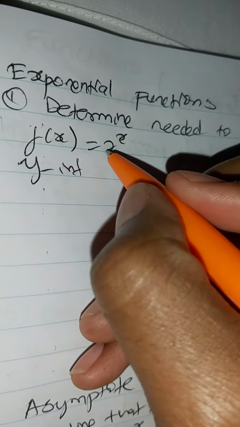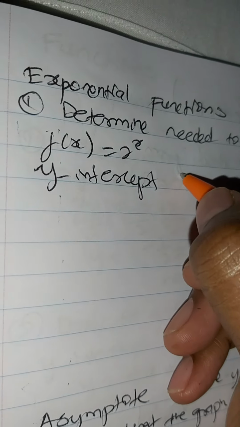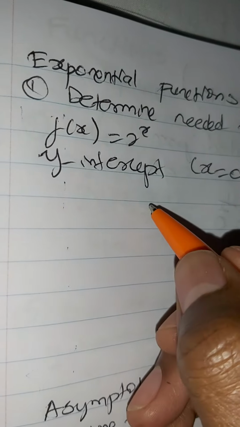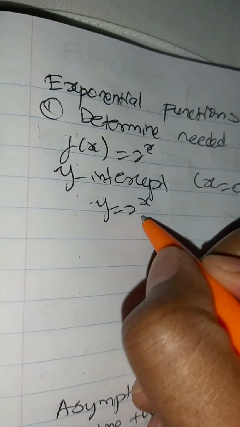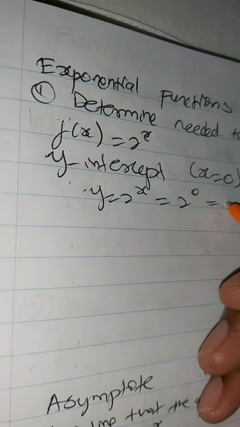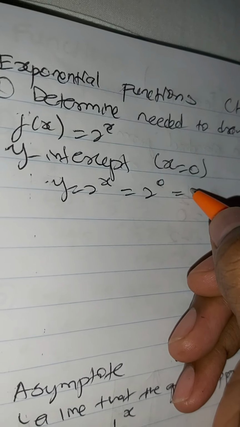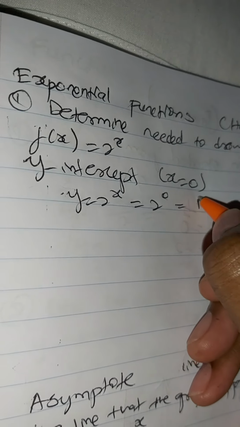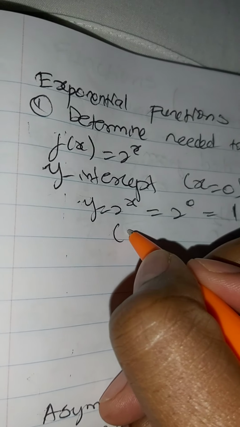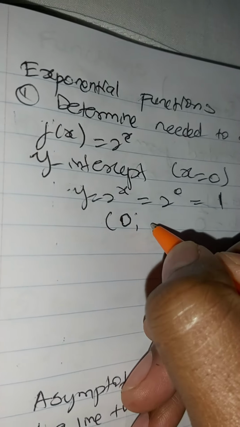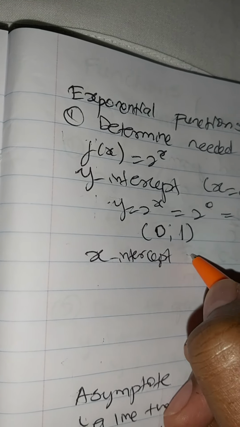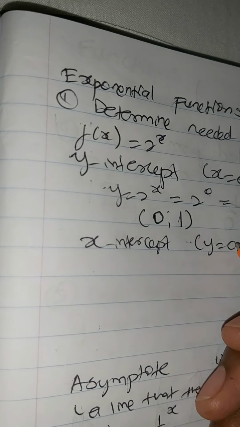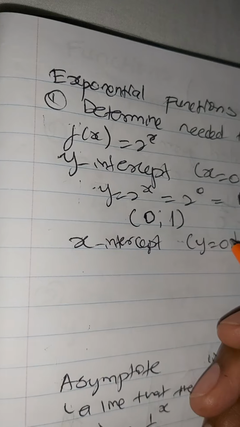We get the y-intercept. For the y-intercept, you put x to be 0. So y is 2 exponent x. Then if x is 0, we've got 2 exponent 0. Any number exponent 0 is 1. So we've got 0 and 1. Then x-intercepts, it's where y is 0. I hope I'm right.